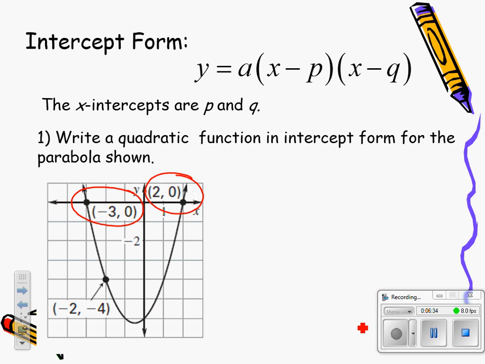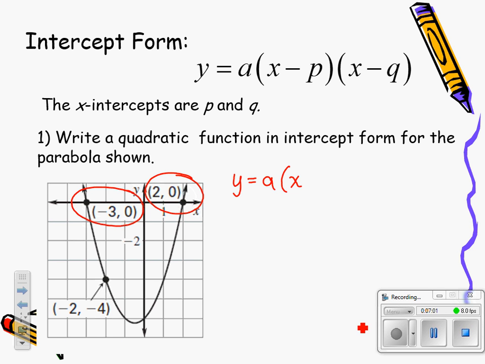Now, could I use vertex form here? I could, but I really don't know what the vertex is. So if I don't really know what the vertex is, I'm not going to use the vertex form because I'm not going to guess where that vertex is. I either use my vertex form if I'm given a good vertex, or I use my x-intercepts when I'm given my x-intercepts. So again, we're going to write down what we know.